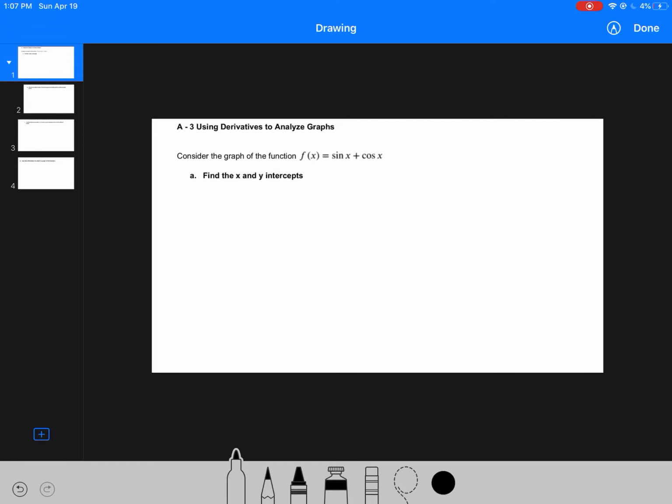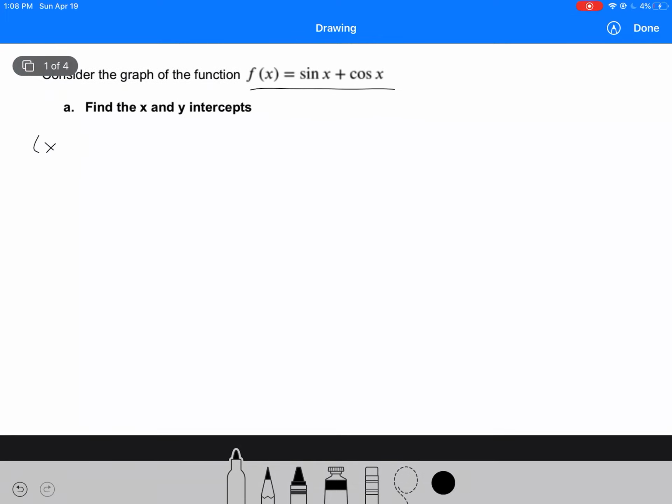This video is about using derivatives to analyze graphs. So consider the graph of the function f of x equals sine x plus cos x. The first thing that we're going to do is find the x and y intercepts. So for the x-intercept, we're going to set y equal to 0.